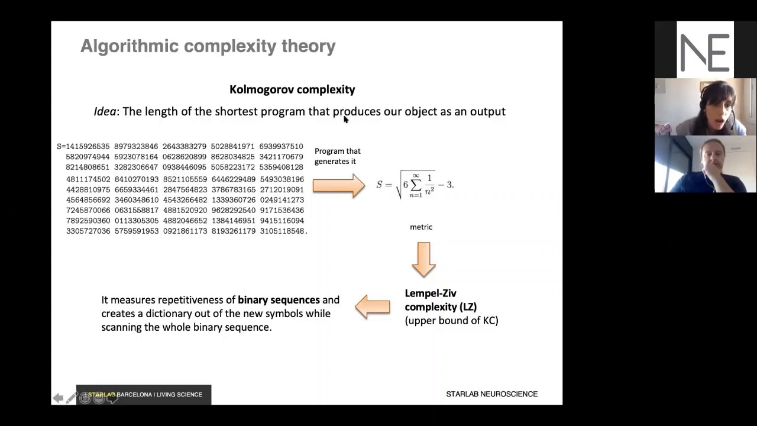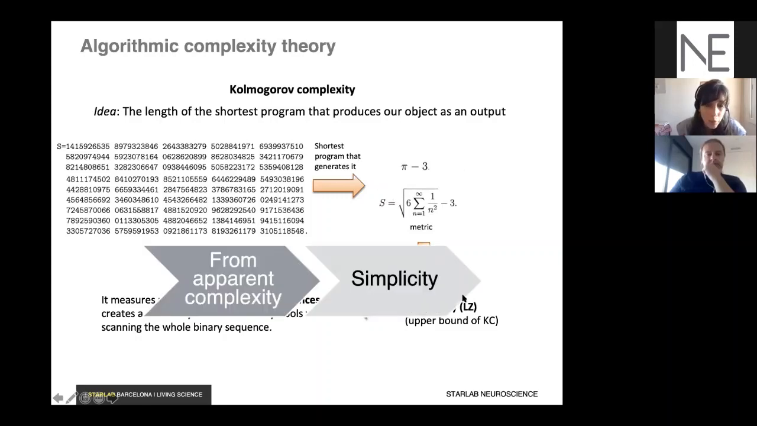Now, a very nice notion of this theory and of other complexity theories is that imagine you have an output like the S that you can see here, which is full of numbers that do not make any sense. They seem completely random to you. However, there is an equation that has generated these numbers. So this equation is very, very simple. So this is the idea. The idea is that we go from apparent complexity to simplicity, and instead of occupying ourselves with the complex output, we are trying to find the simple structures that have created these complex outputs.